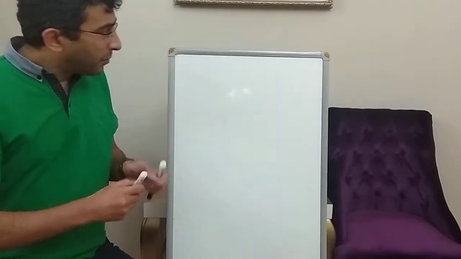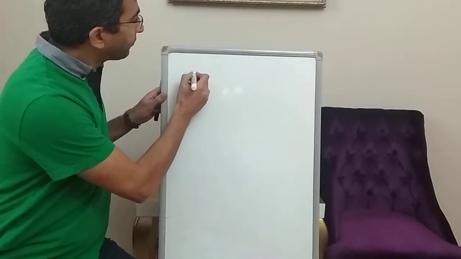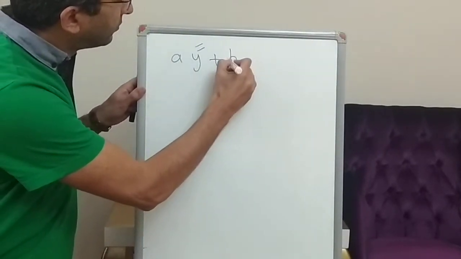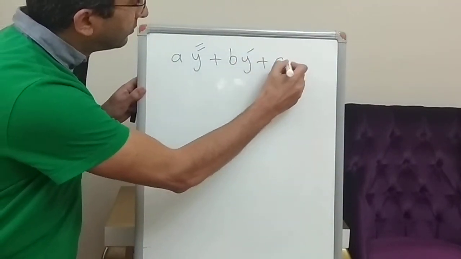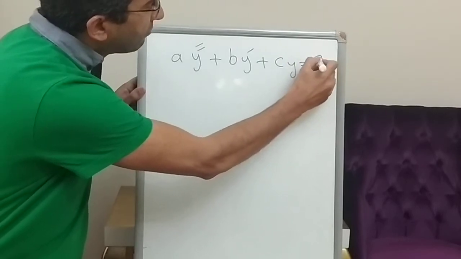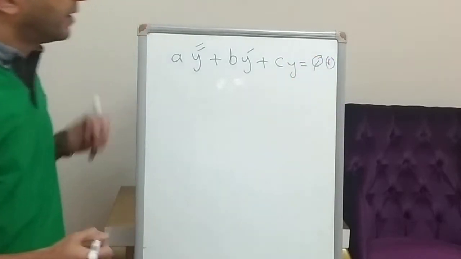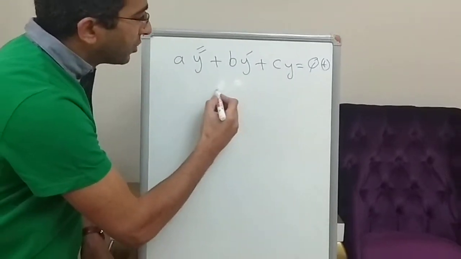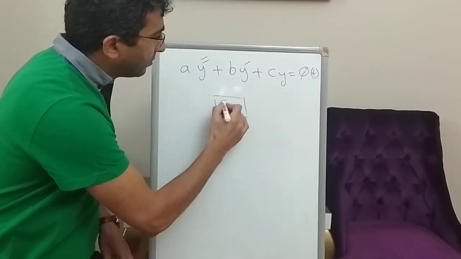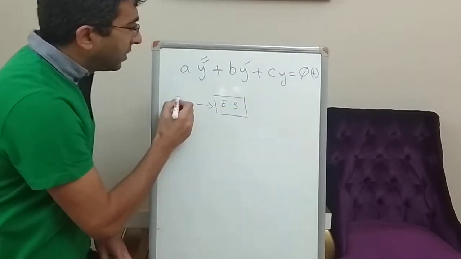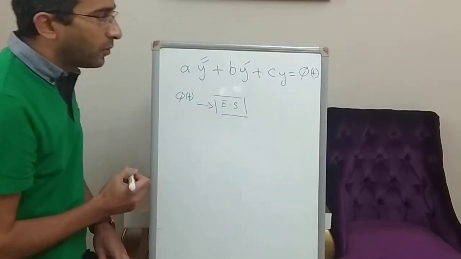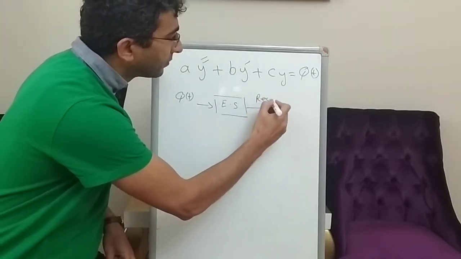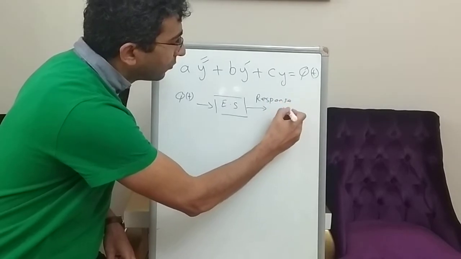If you remember, my second order differential equation is in this form, equal to some function q of t. A, B, and C are constants, and you have an action. So as you remember, we have an engineering system. You have an action, and this action is q of t. It is not homogeneous, and you want the response y of t.